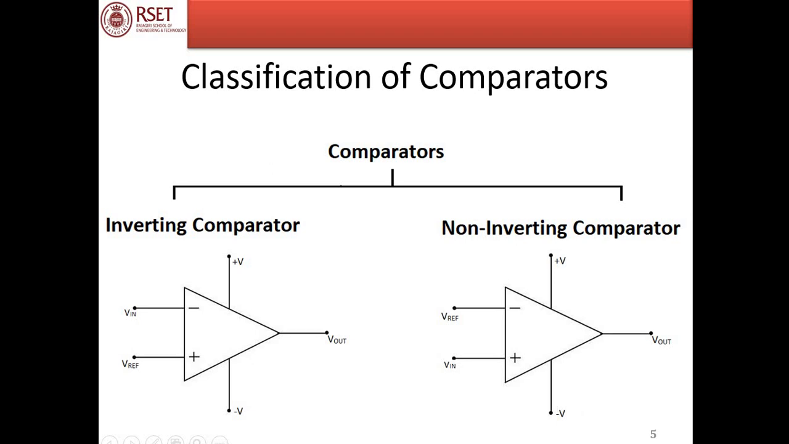For a non-inverting comparator, the input voltage Vin is applied to the non-inverting terminal of the op-amp and the reference voltage Vref is applied to the inverting terminal of the op-amp. In both the cases, we need to notice that the op-amp is an open loop configuration. Let us study each of these comparators in detail.